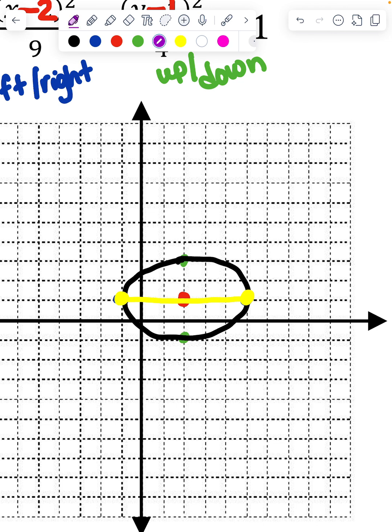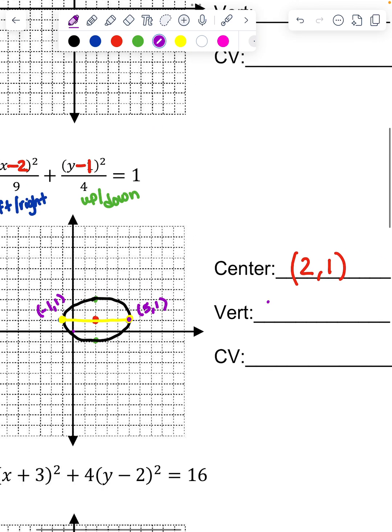And the one on the left, starting at the origin, I went left 1, up 1, so negative 1, 1. Starting at the origin, I went right 1, 2, 3, 4, 5, up 1. And I went to 5, 1. So those are my vertices: negative 1, 1, and 5, 1.